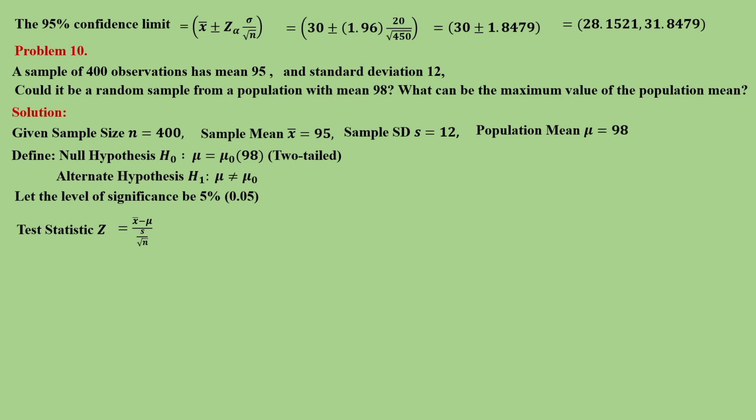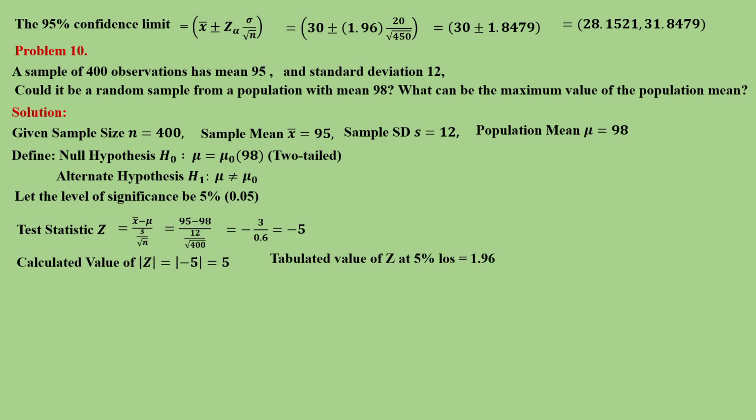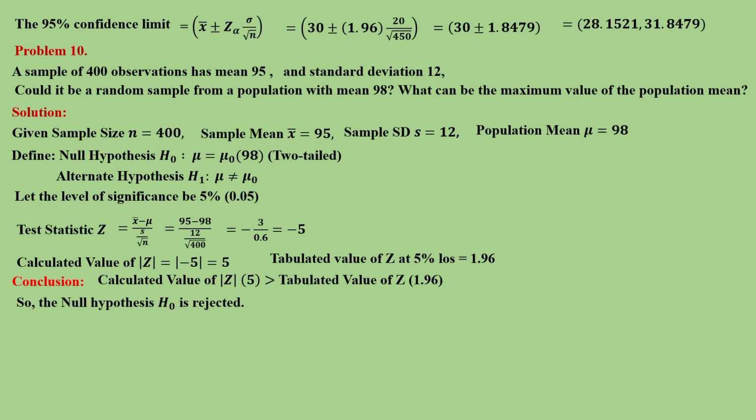So test statistic is x bar minus mu by, they have given small s, by root n, right? 95 minus 98 divided by 12 divided by root of 400, so you will get minus 5. So calculated value, modulus of minus 5, is equal to 5. Then tabulated value at 5% level, we know 1.96. So conclusion: calculated value is greater than the tabulated value, therefore H0 is rejected. So the random sample is not from the population with mean 98, right? Because H0 is rejected, so mu is equal to 98 is rejected.